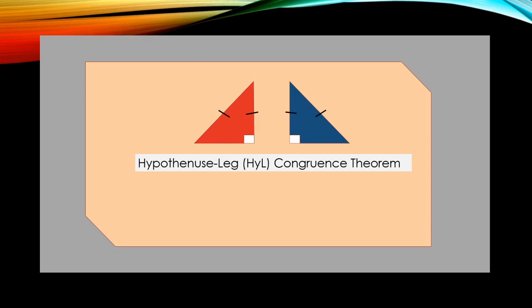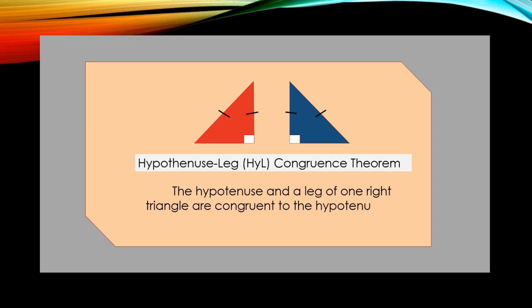The last one, but not the least, is the hypotenuse-leg or HL congruence theorem. The hypotenuse and a leg of one right triangle are congruent to the hypotenuse and a leg of another right triangle.